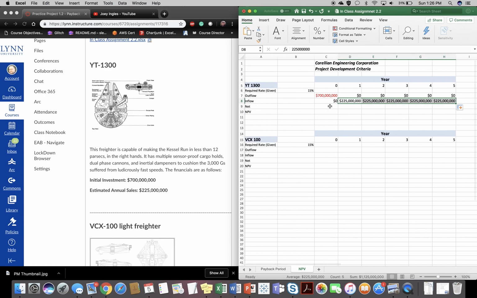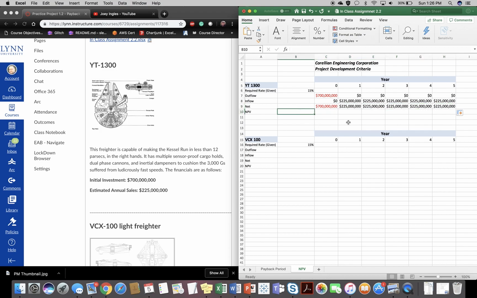To get the net, we will say equals the outflow plus the inflow. In this case, C7 plus C8. Again, outflow plus inflow. This is why we put this in as a negative number. And so in year 0, we have spent a total of $700 million. And then we autofill that across, and we see that we now have our total net for each year.